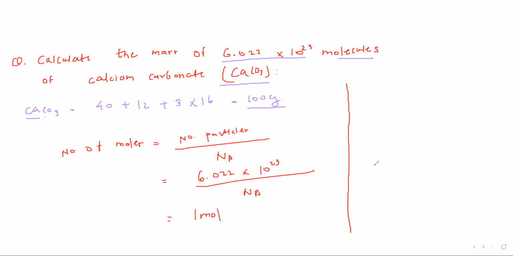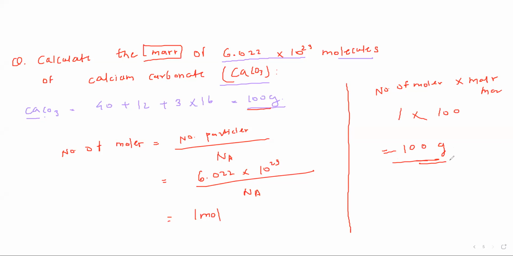Once we got the mole, definitely we can convert it into mass. So how can you do it? Number of moles of CaCO3 is number of molecules upon Avogadro's constant. Then mass is number of moles multiplied by molar mass. What is the molar mass? 100 grams. So 1 into 100. Obviously, I'm getting 100 gram only. So the mass is equal to 100 gram.